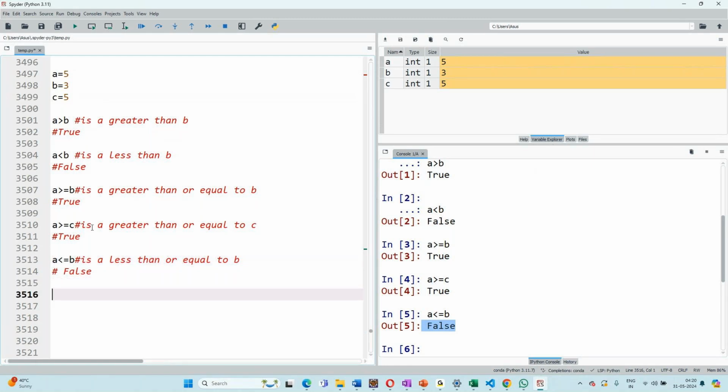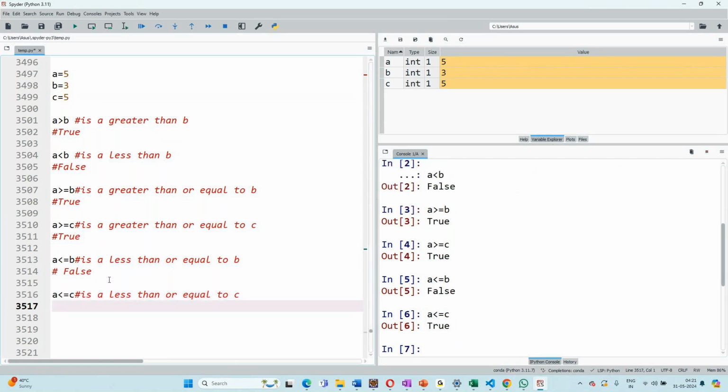And then a less than or equal to c. The same question again: is a less than or equal to c? The answer is going to be true. Why is it true here? Because it is not lesser, but it is equal. So in that way it is going to be true.